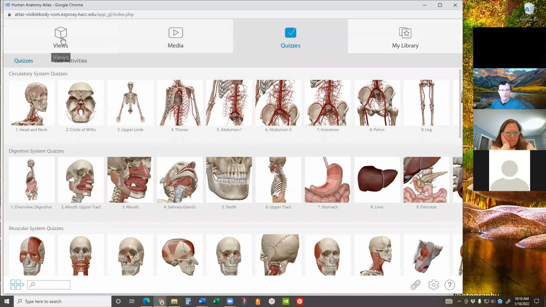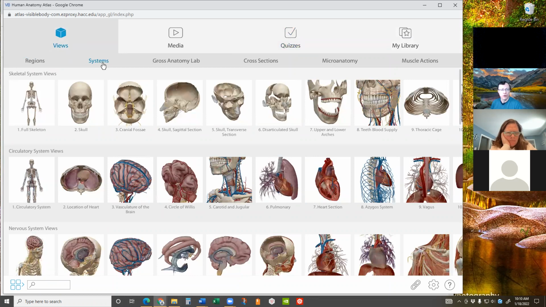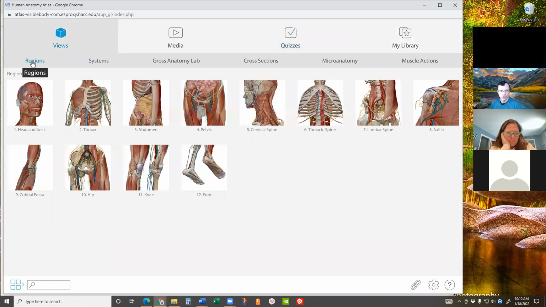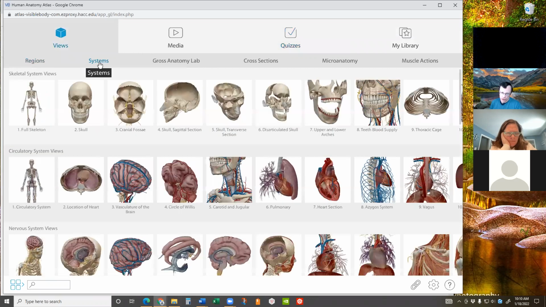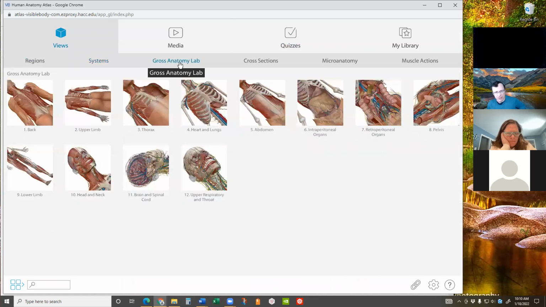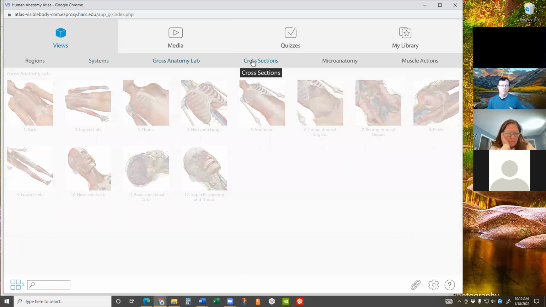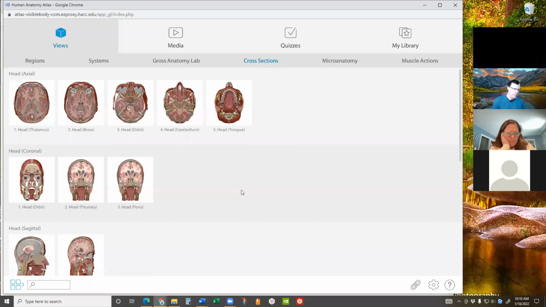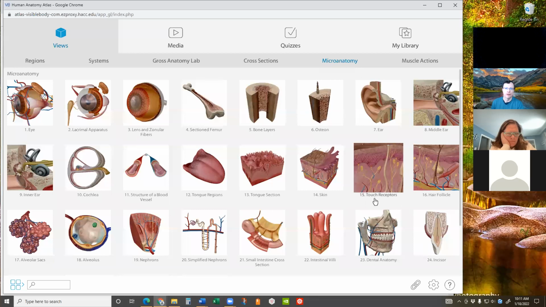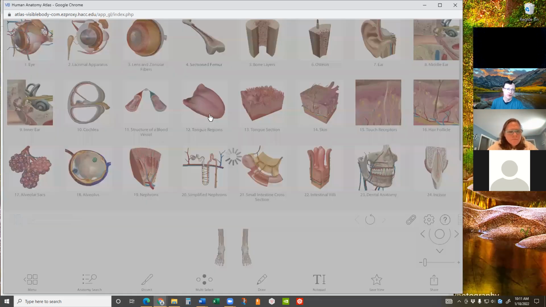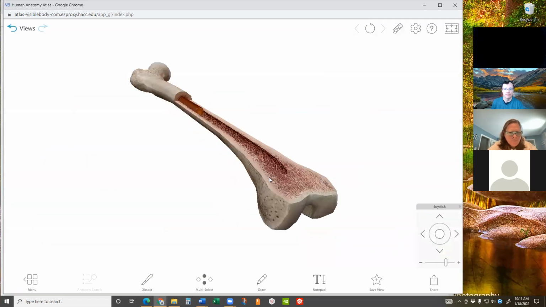So let's go back to views. Underneath views, there's these subheadings. You have regions, which look like this. You have systems, which is what you were presented with when it started. You have gross anatomy lab. You have cross sections of anatomy. You have microanatomy. You're going to have to know the bones, right? So here's a cross section of the femur, right?